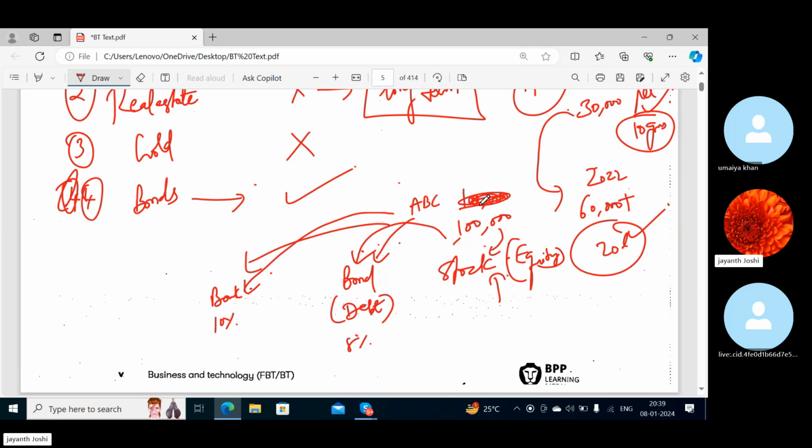So what company does? Let's say company has assets of 1 lakh. What company will do is, let's say they want to issue bond of 1,000 rupees each. So they'll make how many promissory notes in this case? 100, because 100 into 1,000 is what? 1 lakh, right? So they will make some 100 promissory notes.